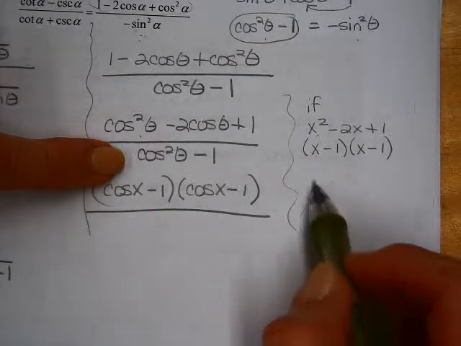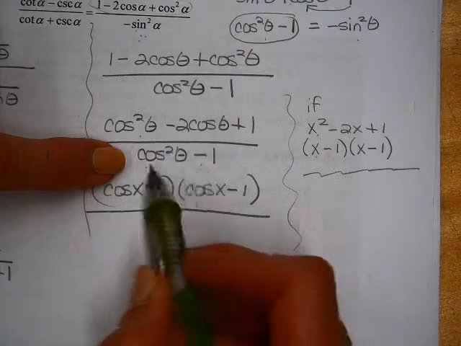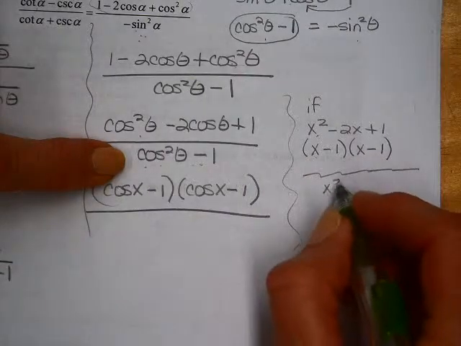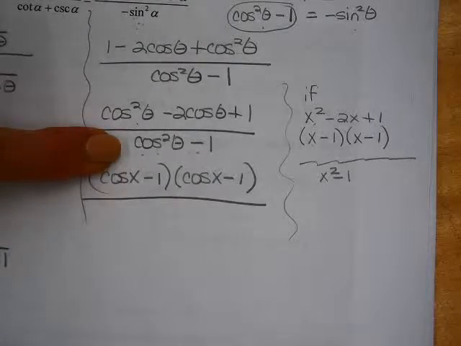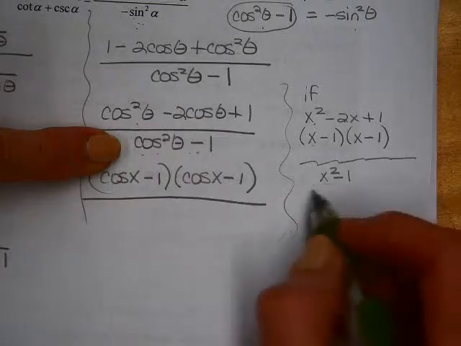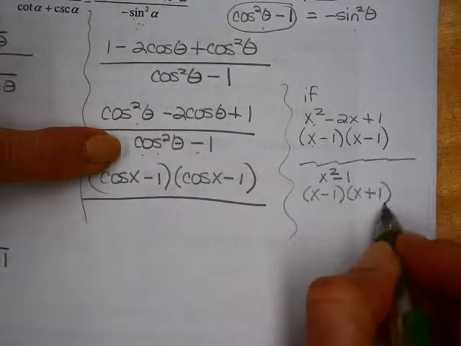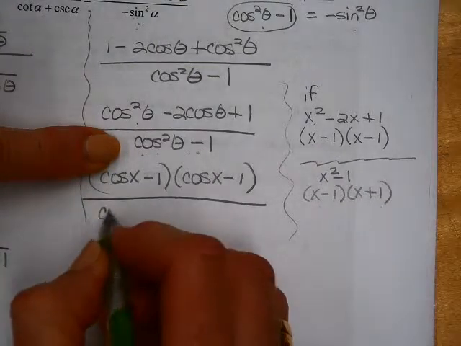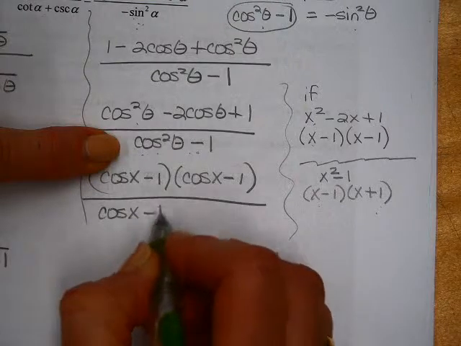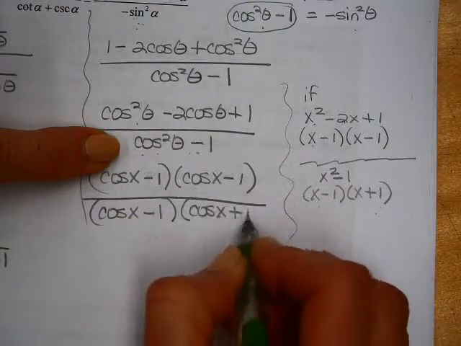Now this denominator, this is the difference of two squares. It is the same thing as having x squared minus 1. Do you remember how to factor the difference of squares? It factors into x minus 1 times x plus 1, difference of two squares. But instead of x's, we have cosine. So we have cosine x minus 1 times cosine x plus 1.